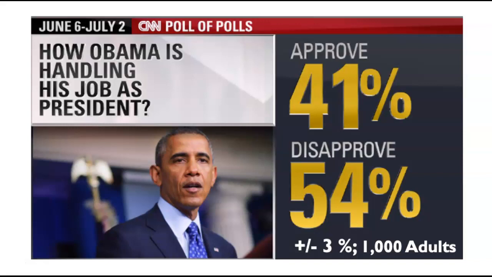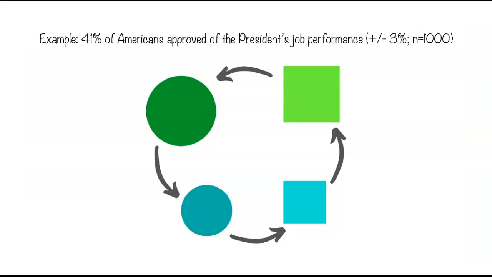No, they instead took a sample, and we can see at the bottom that they've given themselves some wiggle room, plus or minus 3%, and they've noted that they asked 1,000 adults. That was their sample. In other words, when they say that 41% of Americans approved of the president's job performance, they were taking a sample statistic to help them approximate a parameter to describe the entire population.